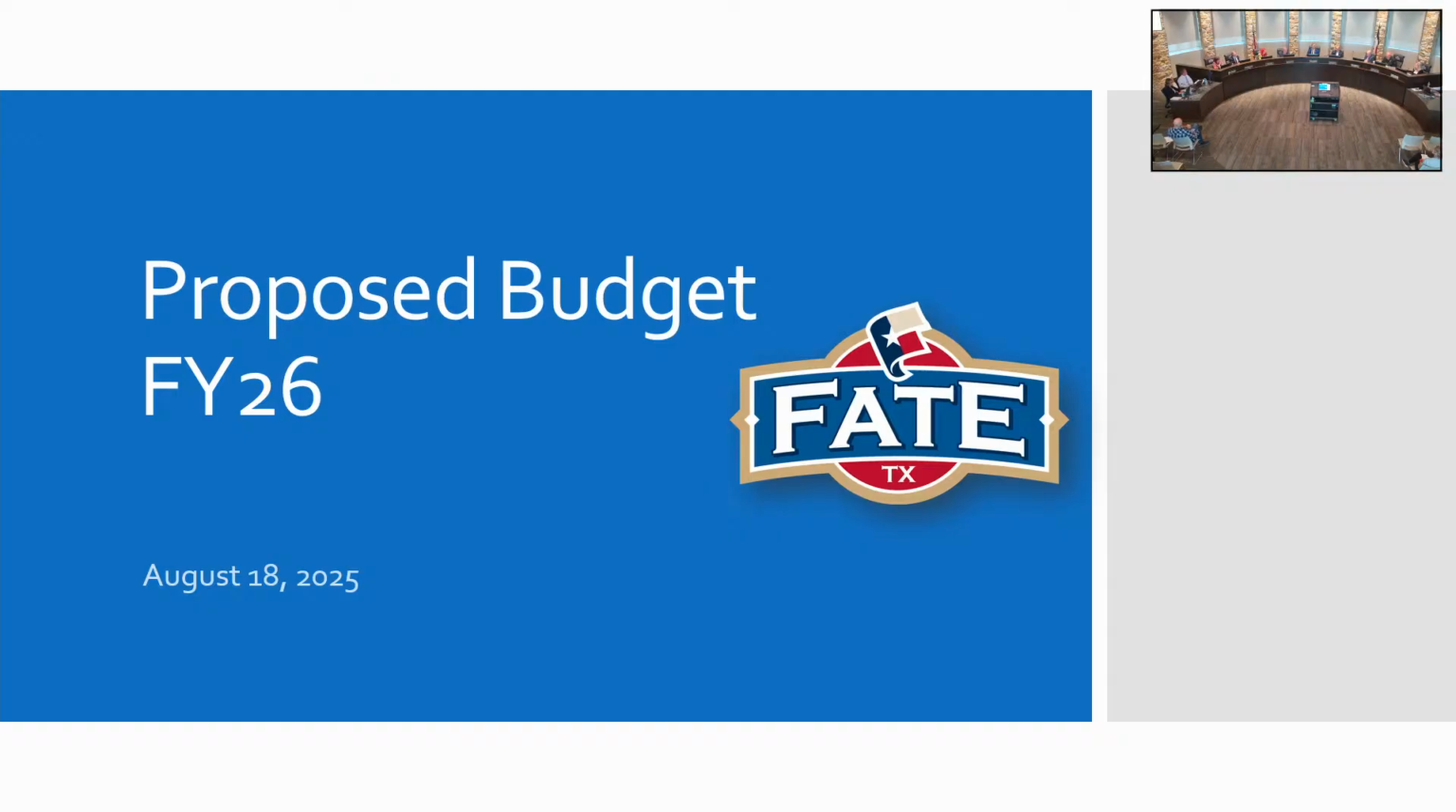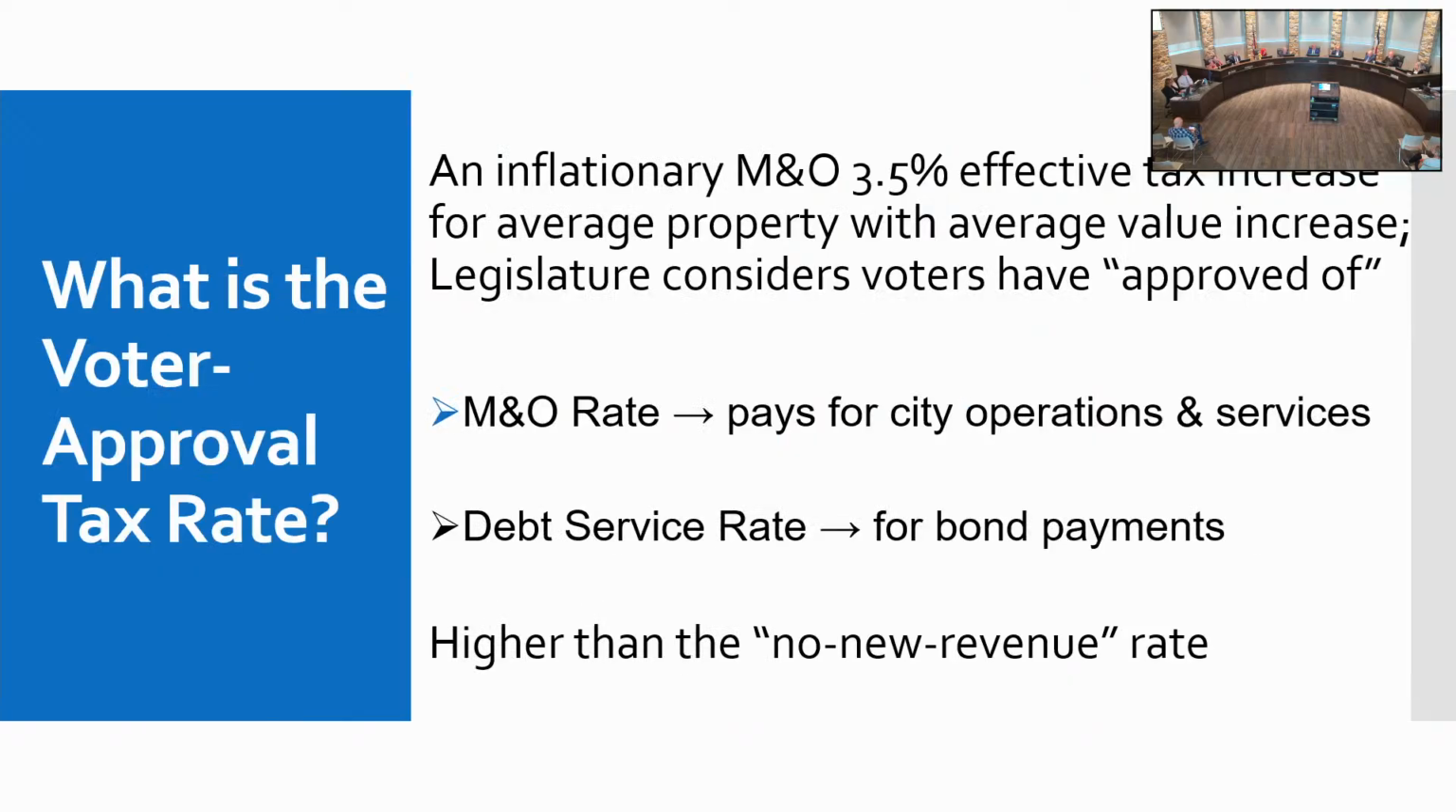Proposed budget. Here we are, August 18th. We're in the pipeline for the budget approval. You will notice that we pulled some of the agenda items off the council meeting tonight. This is primarily for moving to the voter approval rate. So we're proposing to move to the voter approval rate from the de minimis rate.